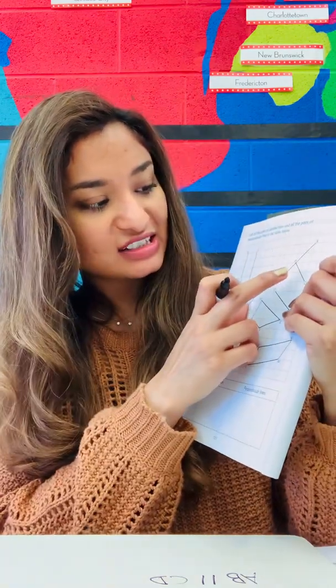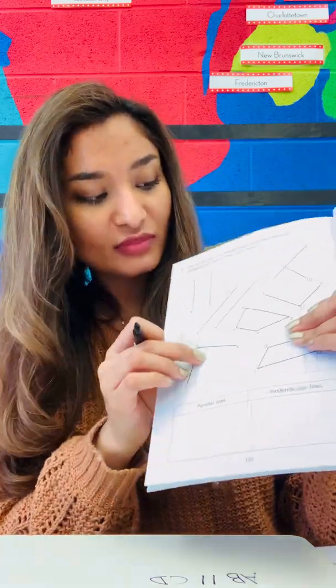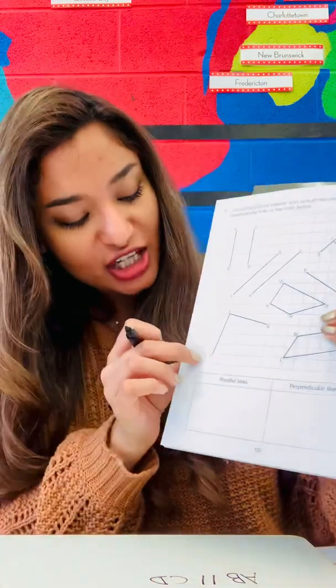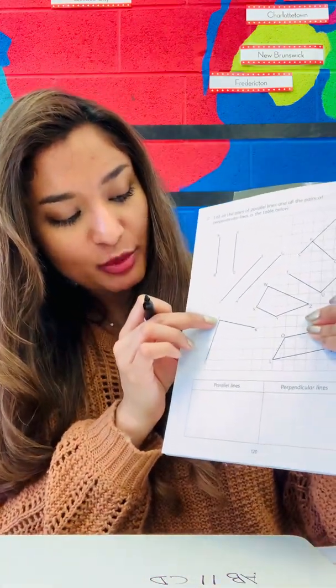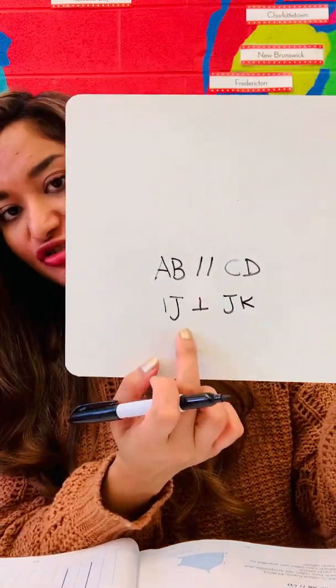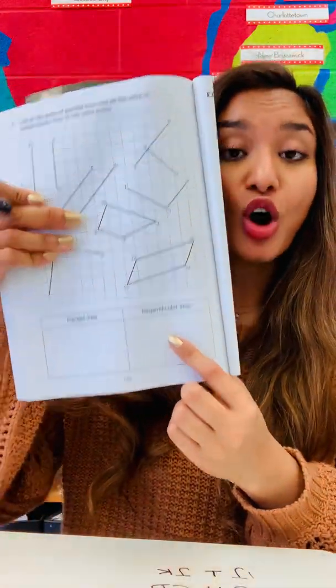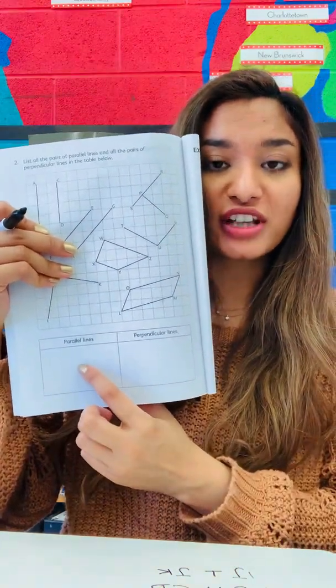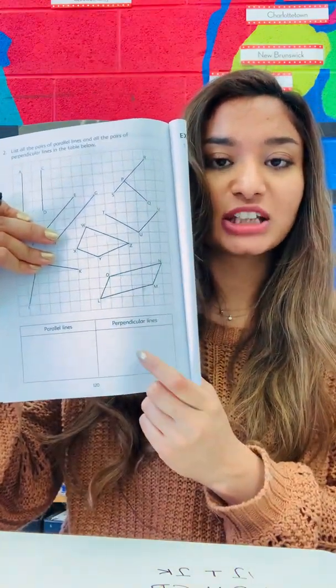Now let's look at our perpendicular lines. Over here, we have our perpendicular line. Let's look at this one, the one underneath. I would say I and J are perpendicular to J and K. So this is how I would write it. Now I would write it under the perpendicular lines section over here. All the lines that are parallel would go in this table. All the perpendicular ones would come under here.